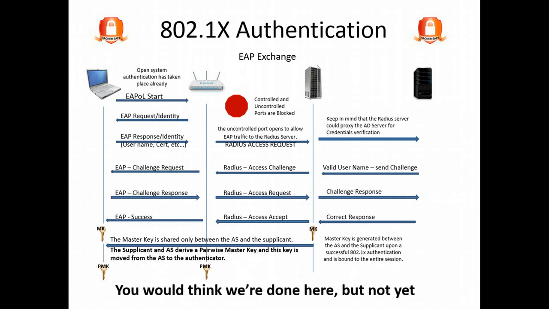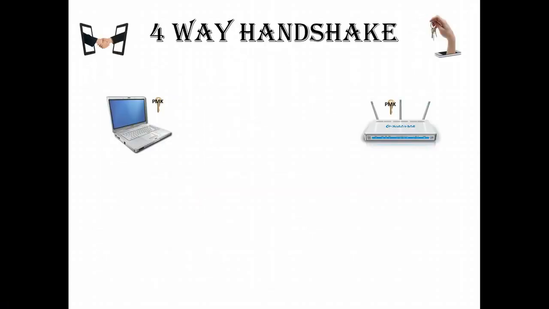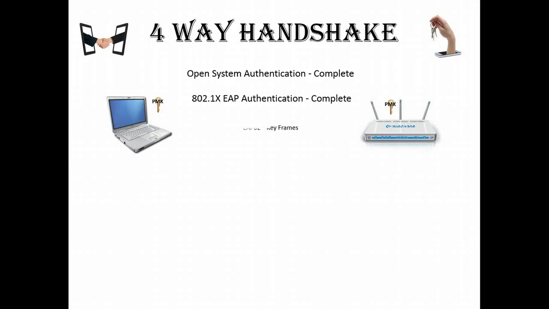So we're not done yet. We're going to look now at the four-way handshake and how these pairwise master keys are used. So introducing the four-way handshake, we're going to think back again that our open system authentication has completed. Our EAP authentication has completed, and we have generated this pairwise master key. Now we introduce something called EAPOL keyframes. There are 4 of these keyframe exchanges, and the first one comes from our access point to the client device.